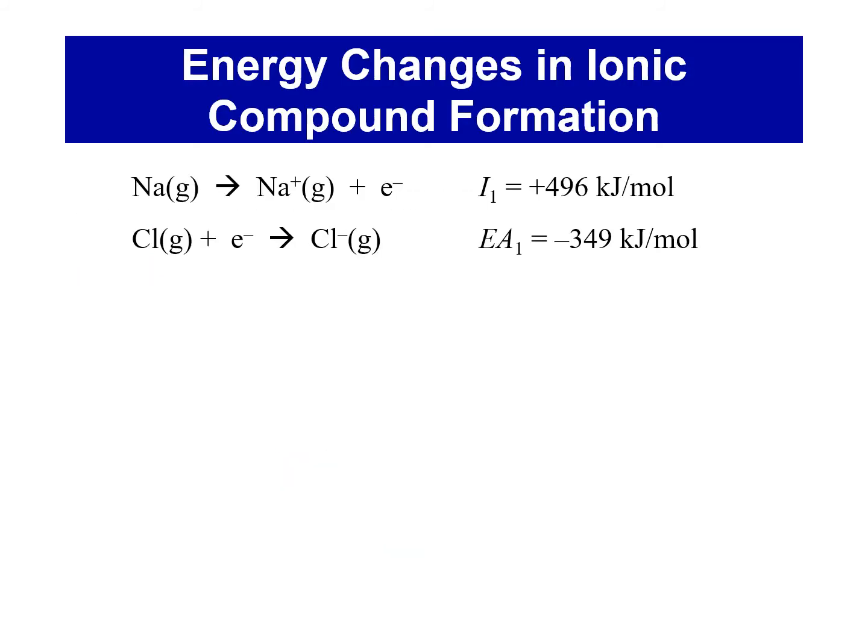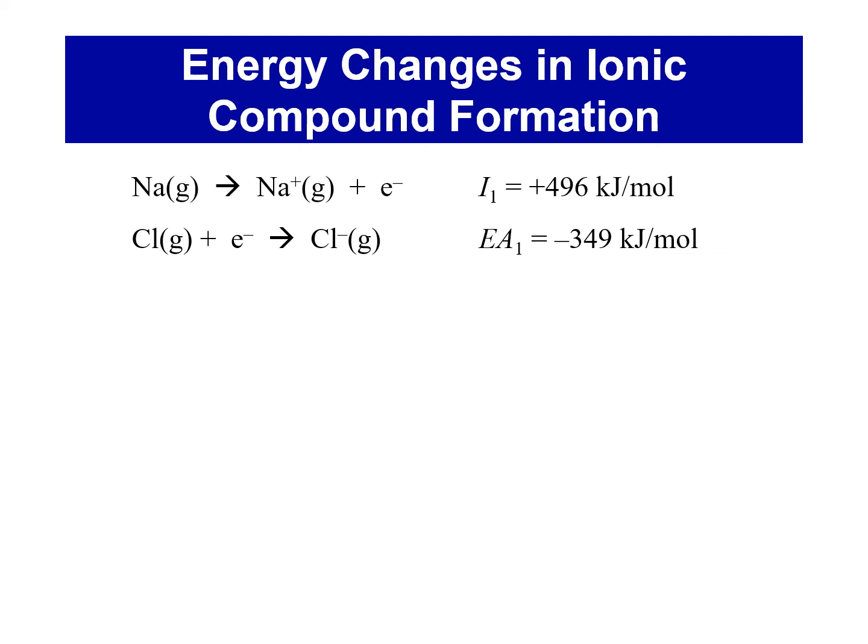The last thing we're going to talk about here then is the energy involved in forming an ionic compound. So again, we've talked about how a metal will lose electrons and a nonmetal will gain electrons. For example, if you are forming sodium chloride, table salt, sodium will lose its electron and chlorine will gain an electron. But here's the problem.